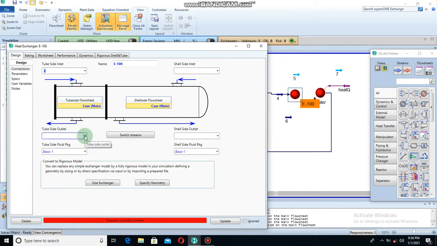The reason is that it is more efficient to send the cooler fluid through the tube and the hotter one through the shell. That's one of the basic and most efficient ways to get this done. So remember, I want to cool off stream 6, and I want it to be out at stream 7. And now I need to add a pressure drop.